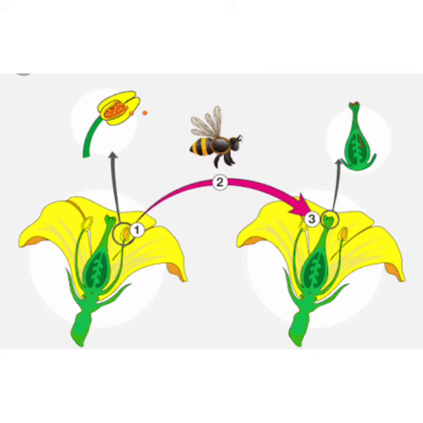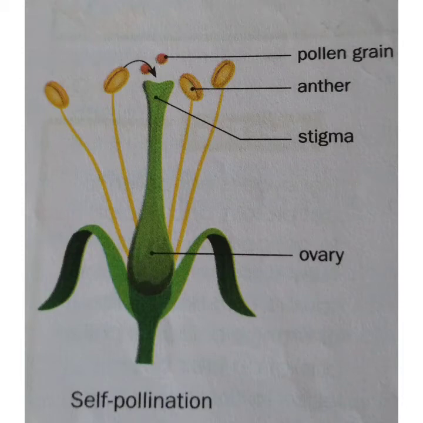Now we will read the two types of pollination: self-pollination and cross-pollination. First, we will read self-pollination. When the pollen grains from the anther of one flower fall onto the stigma of the same flower, or of another flower present on the same plant, this process is called self-pollination. Self-pollination is commonly seen in pea plants.